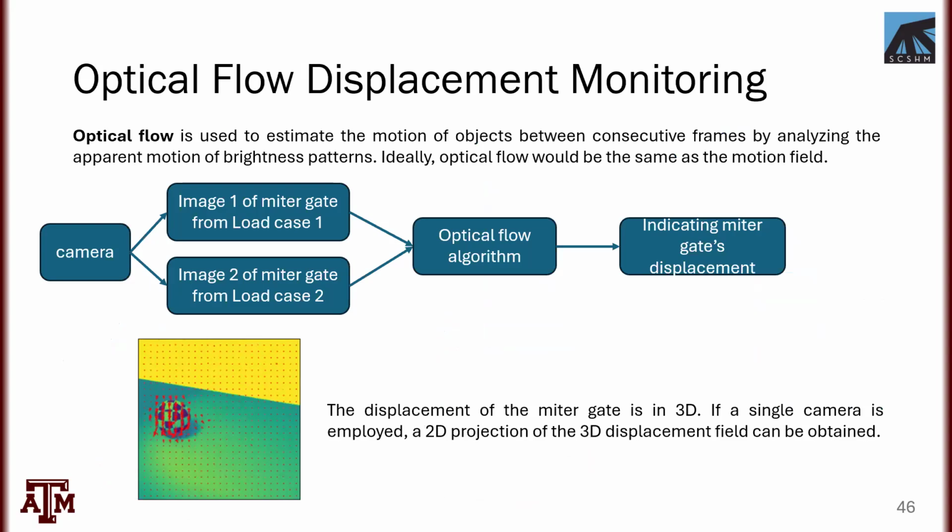So what my colleagues did was they decided to perform optical flow displacement monitoring by using cameras instrumented all around these miter gates. And basically what optical flow does is it looks at different brightness patterns between images. And obviously the images you want to compare are between load cases 1 and 2.